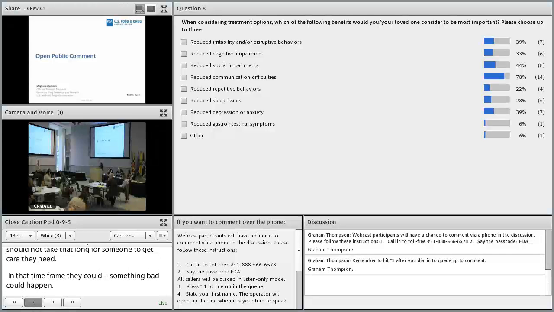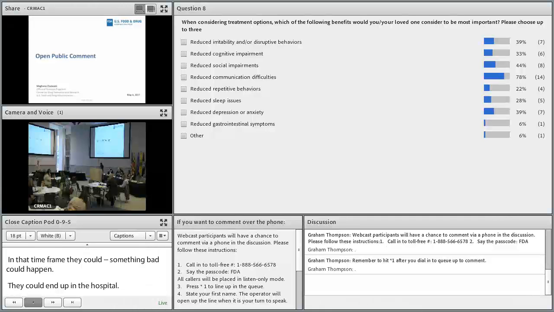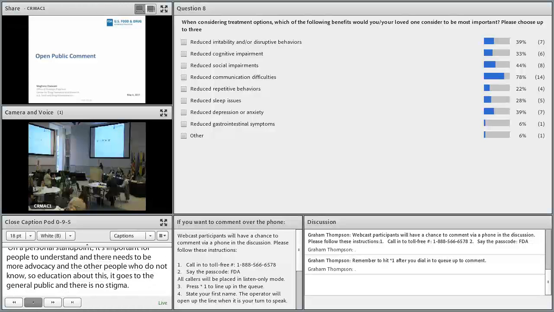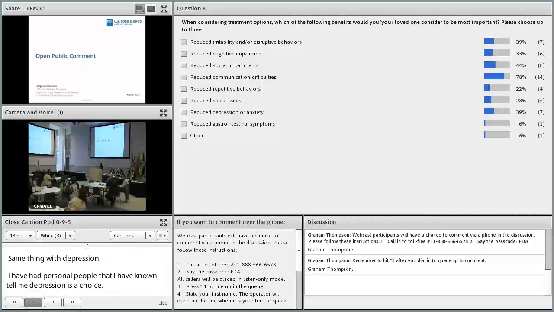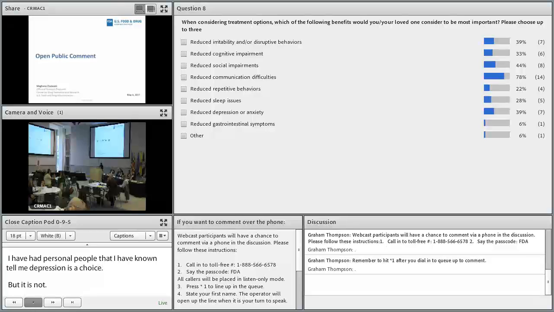On a personal standpoint, it's important for people to understand, and I think there needs to be more advocacy and education for the general public so that there isn't a stigma towards this. Same thing with depression, because I've had people I've known tell me that depression is a choice. It's not. It's like a mental disorder with autism spectrum disorder, and it's important to understand that everybody has their needs, and it's important to find those needs that are met. Thank you, and if anyone asks me more questions about it, feel free to.